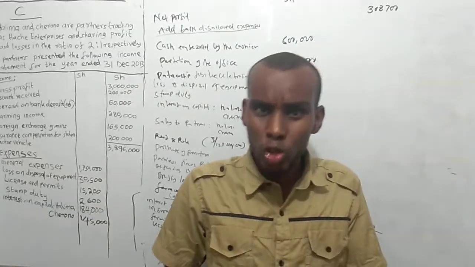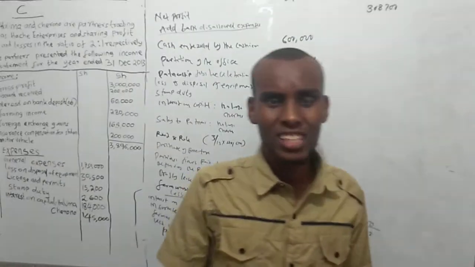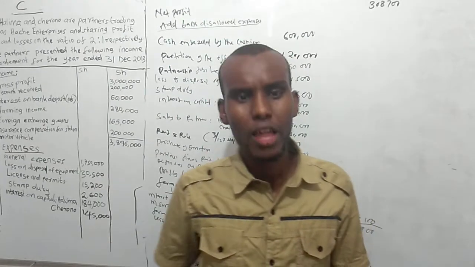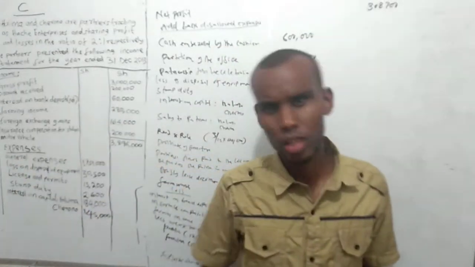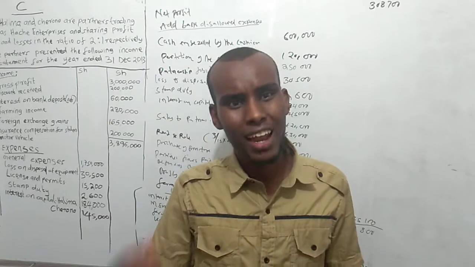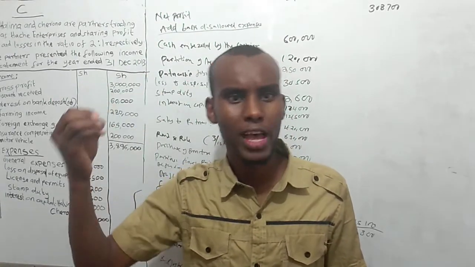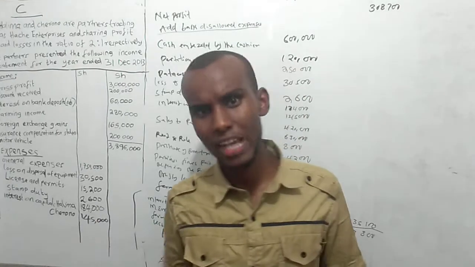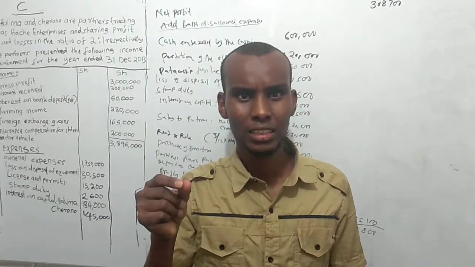But one thing you have to know is the allowable and disallowable expenses. As I said, allowable expenses are the expenses that contribute to the profit of the firm, like the normal expenses. But disallowed expenses don't contribute to our profit. There are so many allowable and disallowed expenses. I still refer you to go back and study it.